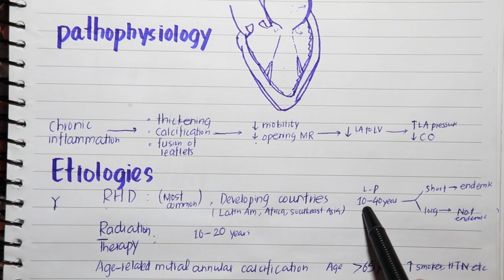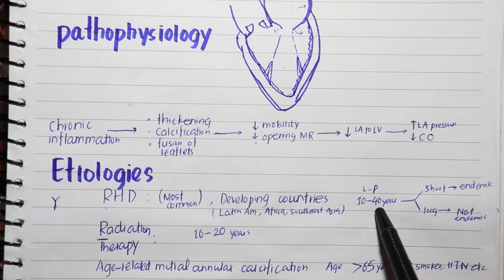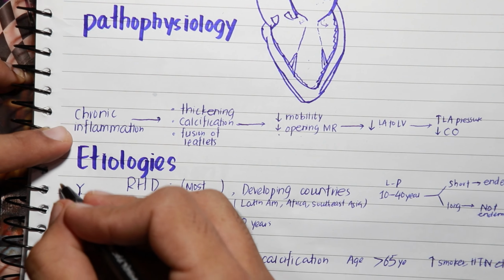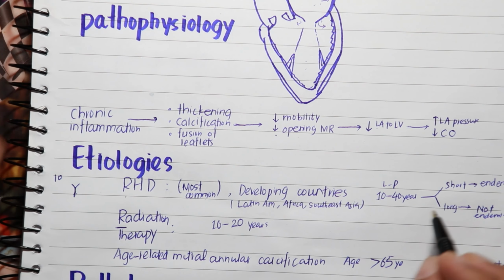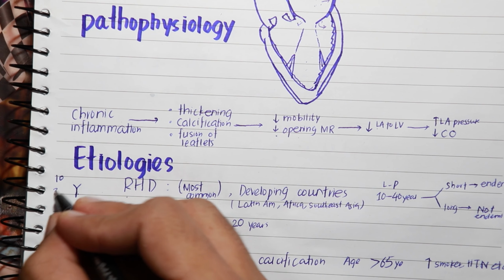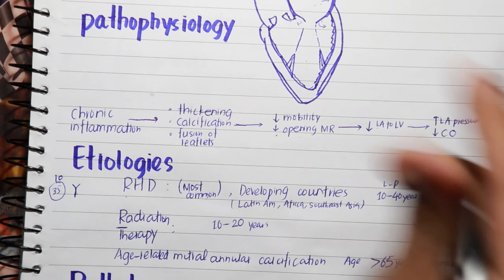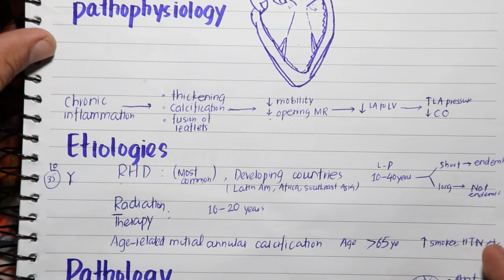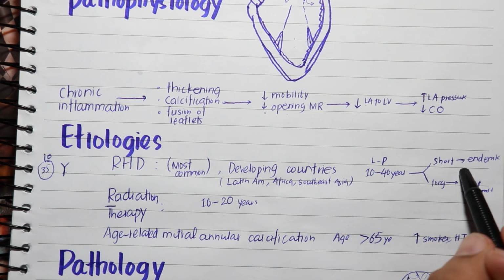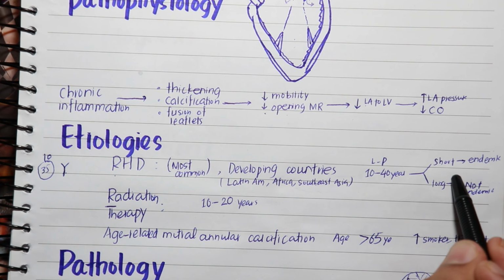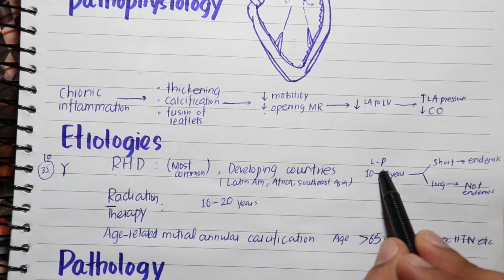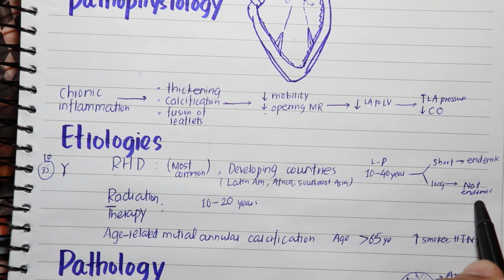Now the latency period is normally 10 to 40 years, meaning the first time the patient had rheumatic heart disease, suppose his age at that time is 10 years. After almost 10 to 40 years, the patient will develop symptoms, like suppose his age becomes 35, at that time the mitral stenosis will appear. It is short in endemic areas. Why? Because suppose a patient is living in Pakistan, so he is continuously exposed to those antigens, right? So its latency period is decreased, and it is long in non-endemic areas.